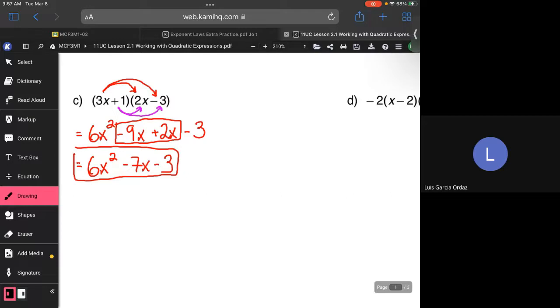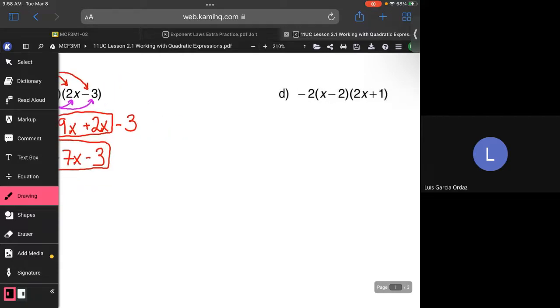Yeah, we're going to do it together. Any questions about this so far? Or is it pretty straightforward for now? Okay. So let's move on to D.